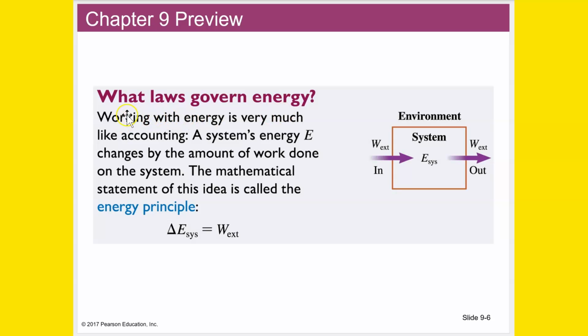What laws govern energy? Working with energy is very much like accounting. A system's energy, we will just give it the symbol capital E, changes by the amount of work done on the system. The mathematical statement of this idea is called the energy principle. And here it is: delta E of the system, in other words, the change in energy of the system, is always going to equal the amount of external work done on that system. So something from the environment, something outside of the system, does work on that system. And the amount of work done is always going to equal the change of energy within that system.